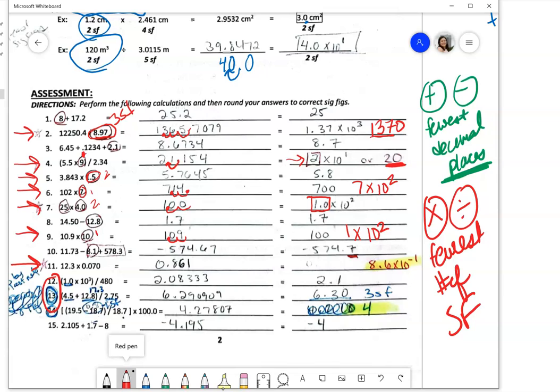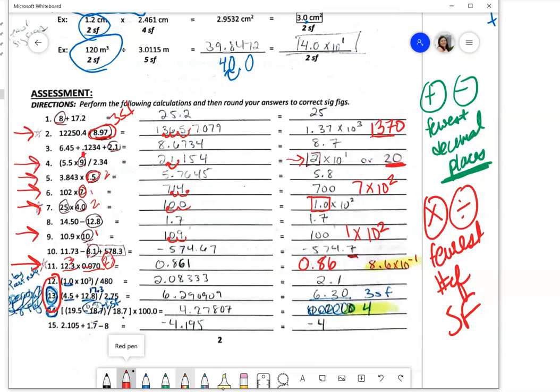It's still the same. Number 11, 12.3 times 0.070. This has 3 sig figs, and this has 2 sig figs. Again, these zeros don't count, but that 0 counts because it's after the decimal. So it means my final answer needs to be in 2 sig figs. So 0.861, I could literally just leave it as 8.6 times 10 to the negative 1, or I could just write 0.86, and that's fine. Okay, that is also 2 sig figs.